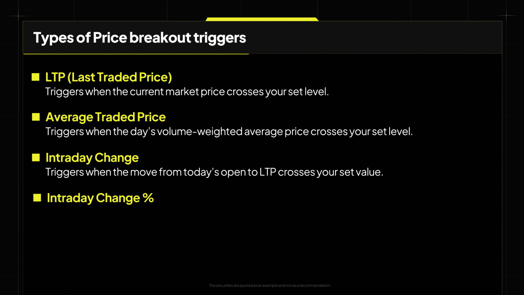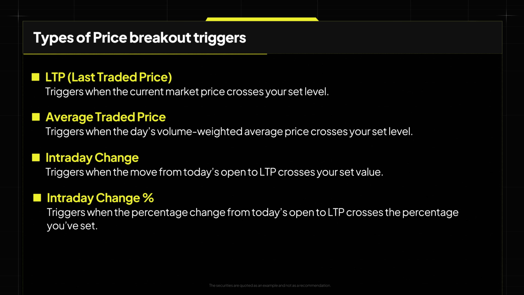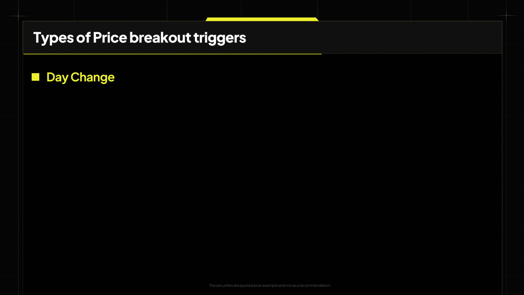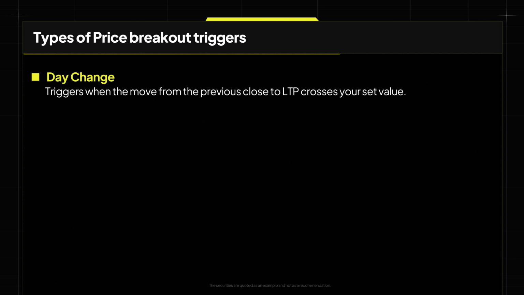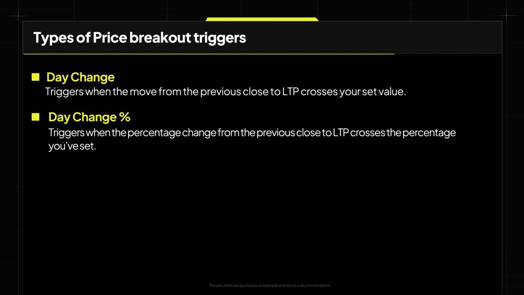Intraday change percentage. Triggers when the percentage change from today's open to LTP crosses the percentage you've set. Day change. Triggers when the move from the previous close to LTP crosses your set value. Day change percentage. Triggers when the percentage change from the previous close to LTP crosses the percentage you've set.